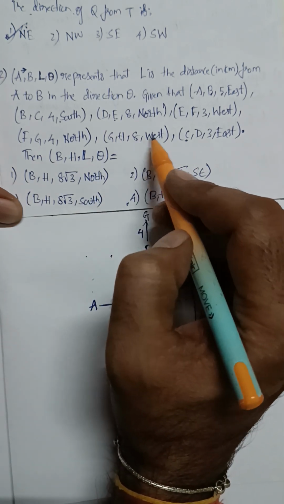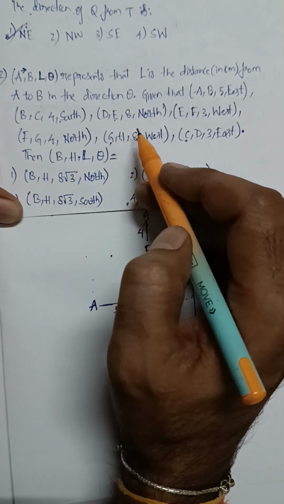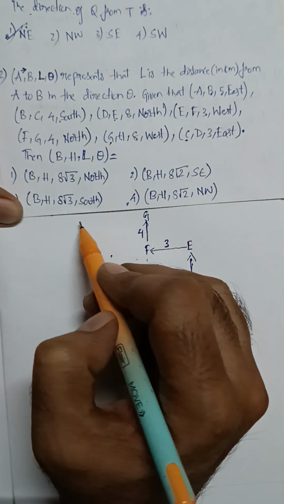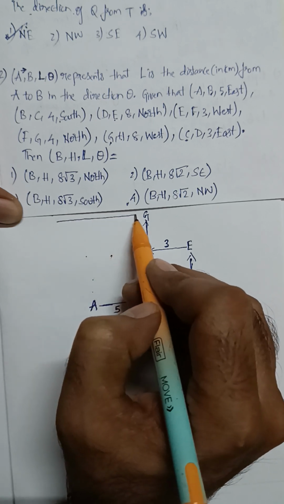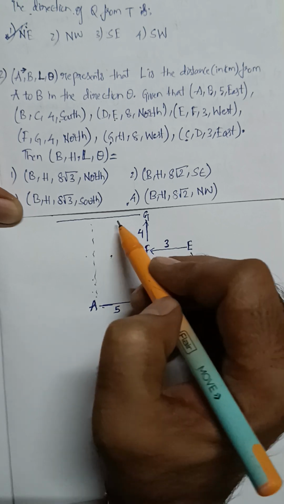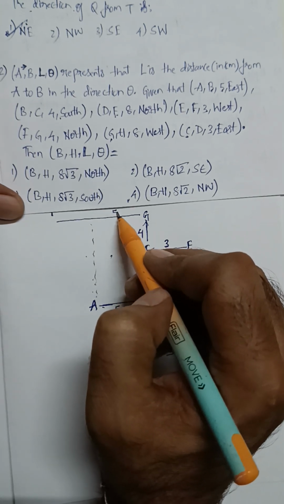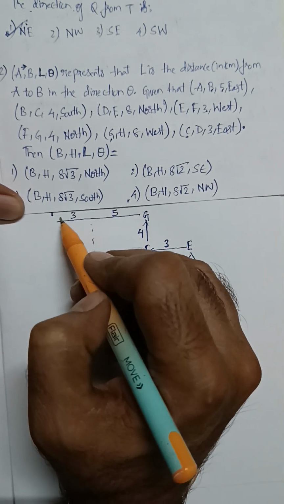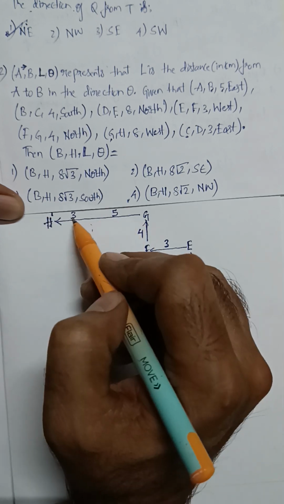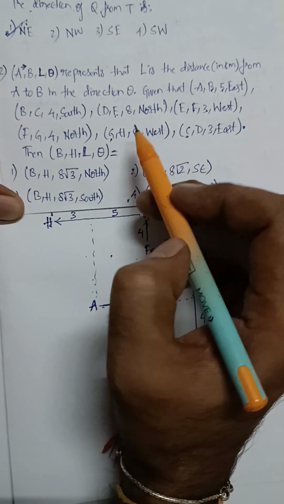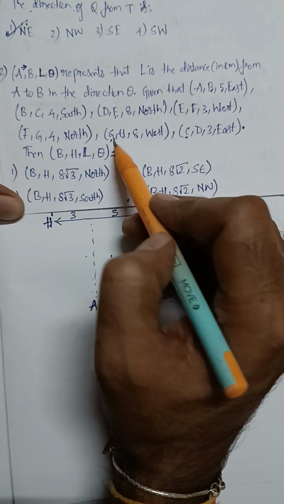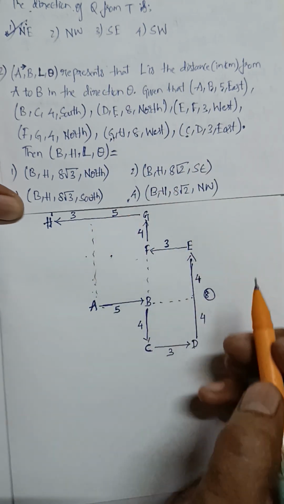Next, H is 8 kilometers west of G, he is telling. Now G is here, and west of G, he is telling 8 kilometers. From here to here it is 5, and from here to here it is 3. Total 8 kilometers. Here H should be. 5 plus 3 is 8. H is 8 kilometers west of G.